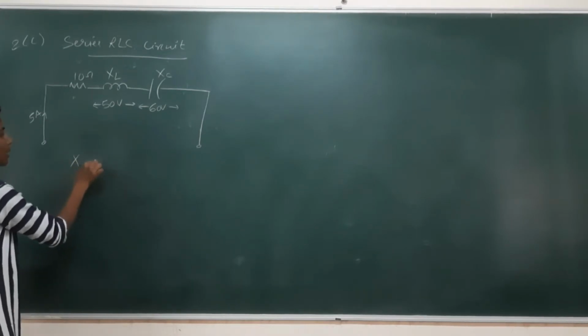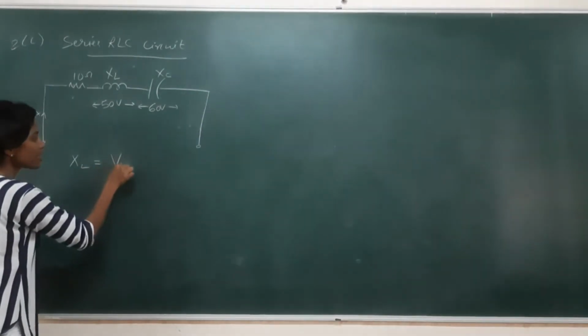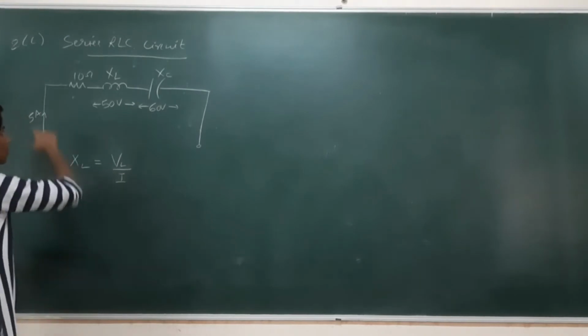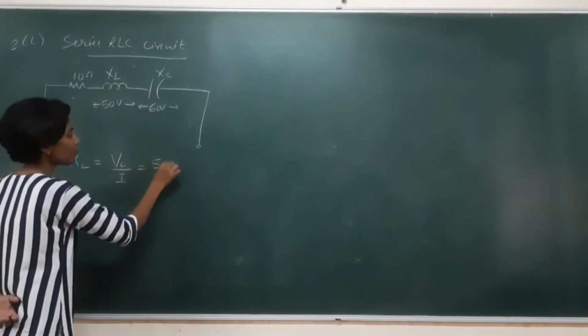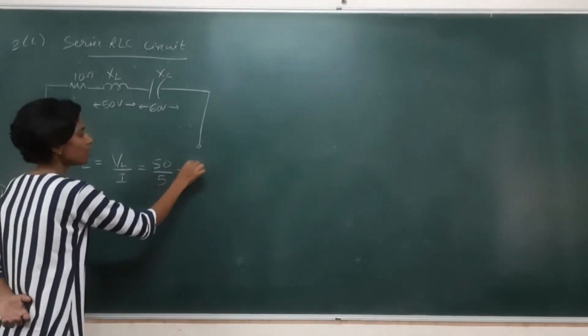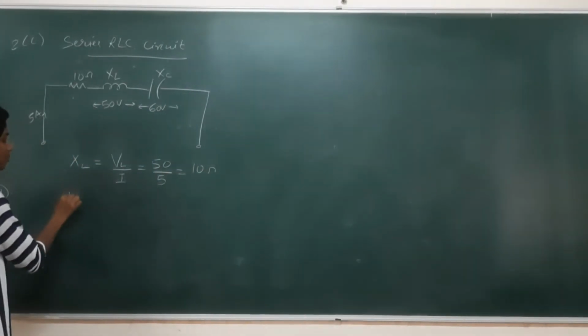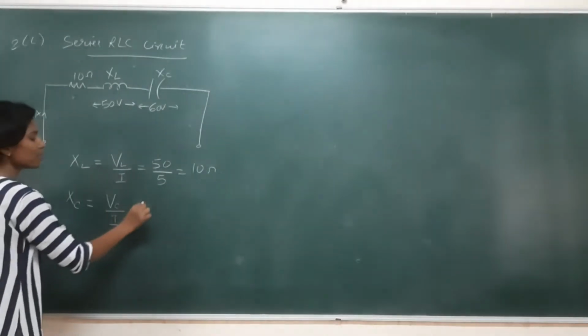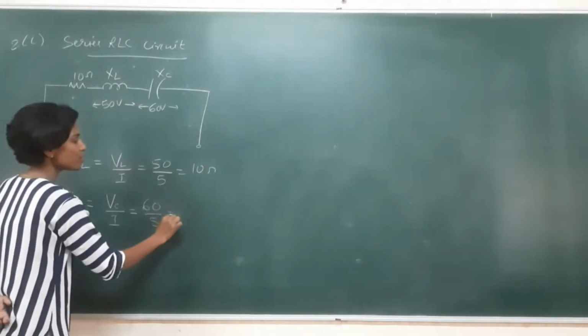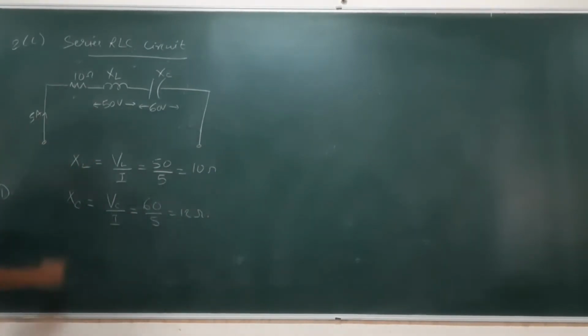XL is equal to the voltage across the inductor divided by the current. The current is the same, as it is a series circuit. The voltage across the inductor is given as 50 volts and the current is 5 ampere, so the XL value comes as 10 ohms. Similarly, XC is the voltage across the capacitor divided by current, so it is 60 by 5, which comes as 12 ohms. So we got the values of XL and XC.